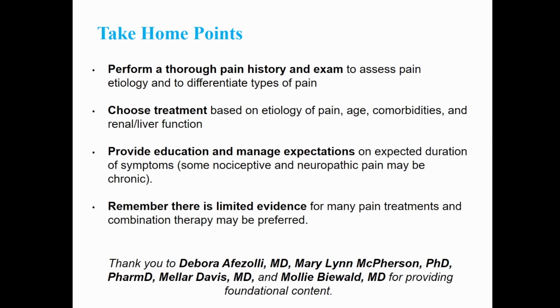Oftentimes we skip through that detailed history and make assumptions on what we should treat. And so really going back to the good history to figure out what is going on with a patient can really help you think about the mechanism of action of a treatment that would be most helpful. So choosing a treatment, you want to base it on the cause of the pain, the patient's age, comorbidities, renal and liver function, and really looking at what some of the other medications they're on and how they can interact.